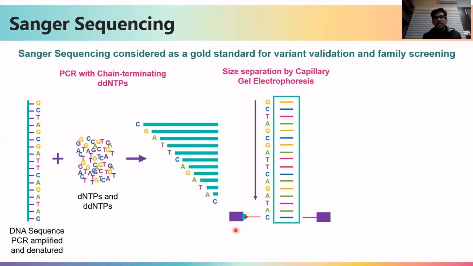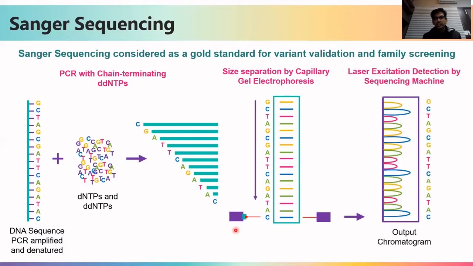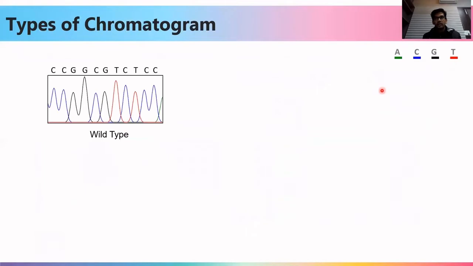And with the help of laser beam excitation detection, these different nucleotides will be detected on the basis of what type of peak has been observed, like adenine with the green peak, thymine with the red, and so on. So in literature screening, when we are doing family segregation and pedigree, this chromatogram will be very handy to understand. So let's go through different types of chromatogram.